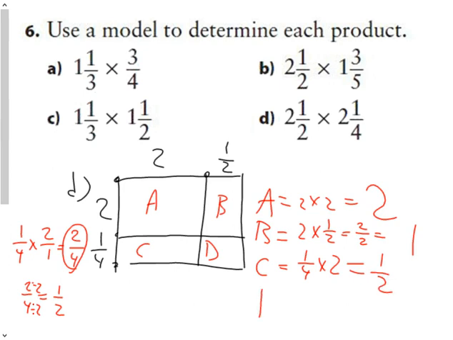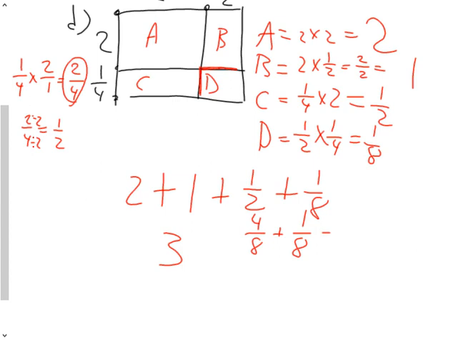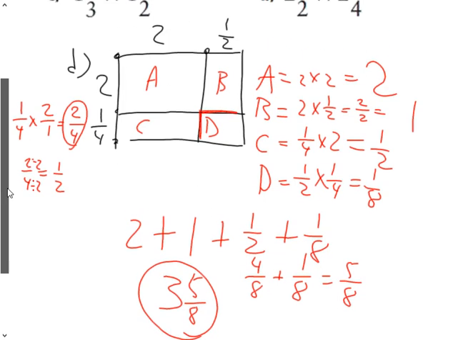And finally, D will be equal to 1/2, which is this distance, multiplied by this distance, which is a quarter, will equal 1/8. This is kind of an easier question because now our A is 4, our B is 1, our C is a half, and our D is an eighth. So 4 plus 1 is 5. Use your common denominator of 8 here to get 5/8. Attach that to your 5, and your answer is 5 5/8. Okay, so 5 5/8 is the answer.